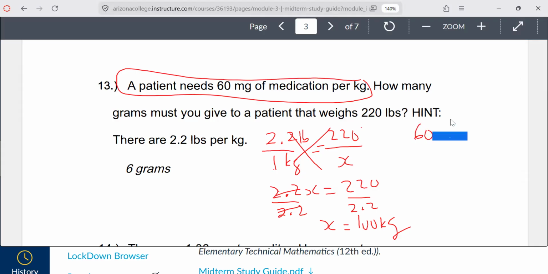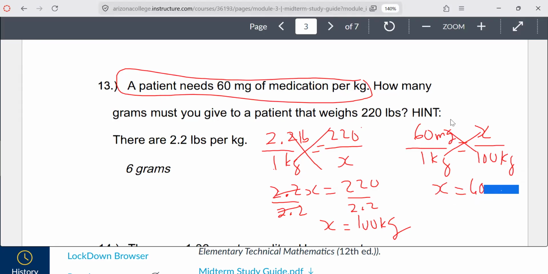Or you could say that, all right, 60 mg is for 1 kilogram. Now I'm trying to find the mg's for 100 kilogram. And that's it. 1 times x is x equals 60 times 100. So this gives you 6,000 mg. Wow, 6,000 mg.